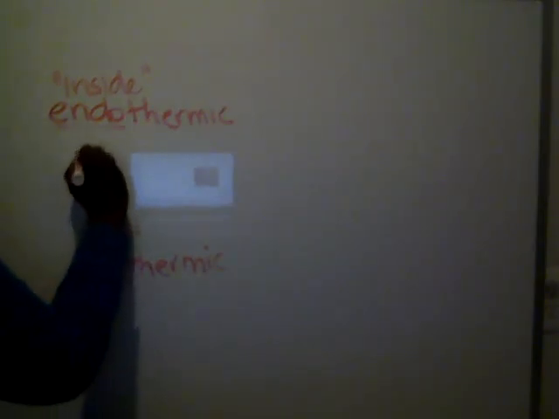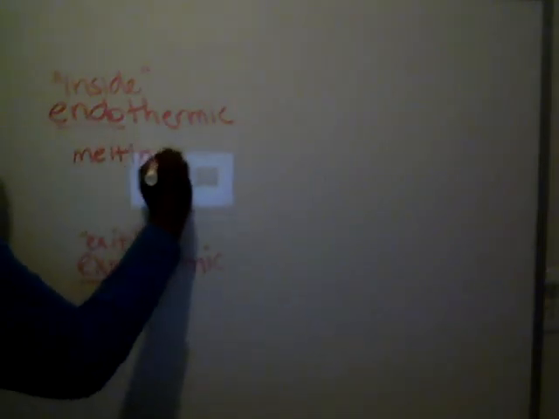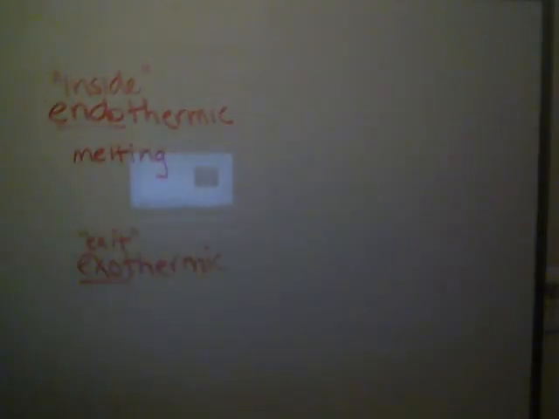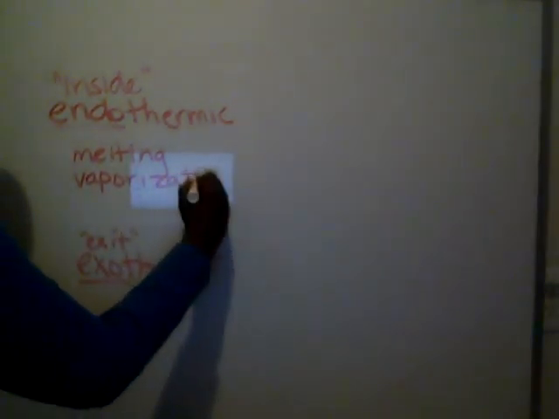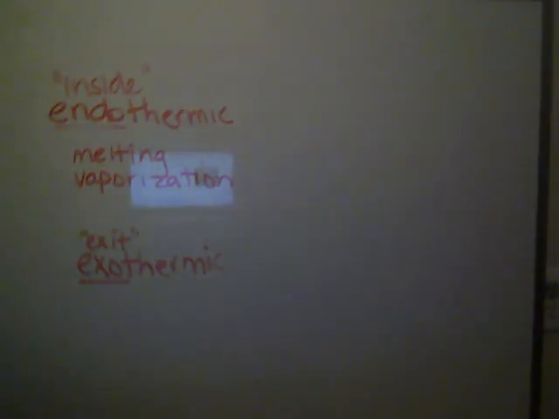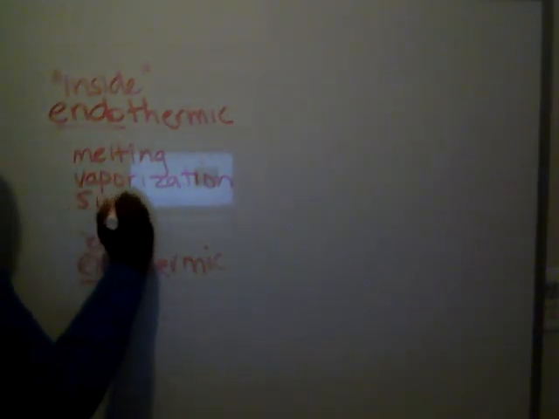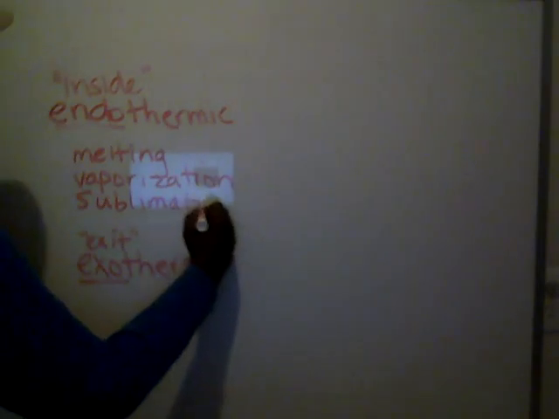Okay, and so there are some phase changes that are endothermic, require energy, and there are some phase changes that release energy. So to be clear, let's go over those phase changes quickly. Melting is an endothermic process. It has to absorb heat to melt. Vaporization is also an endothermic process. The liquid has to absorb energy to turn into a gas. And sublimation is also an endothermic process. That solid has to absorb enough energy to all of a sudden turn into a gas.